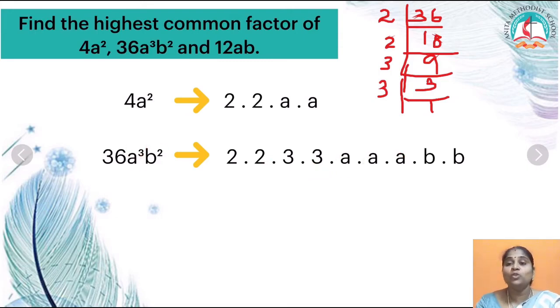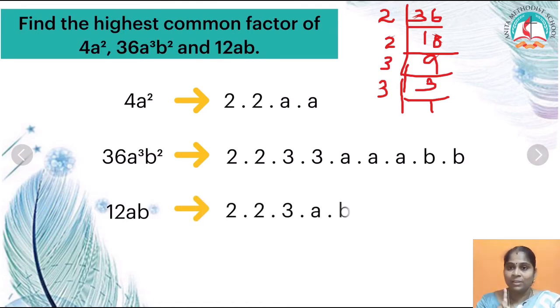Next we have 12ab. How to write 12? In the same way, you can use prime factorization. So you have to write 2 into 2 into 3 is 12. 2 into 2, 4. 4 into 3, 12. And a is 1 time and b is 1 time. So a into b. So these are the factors of these three monomials.